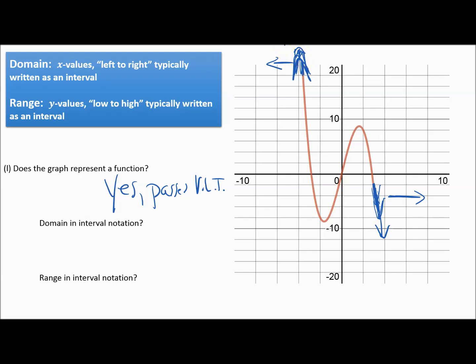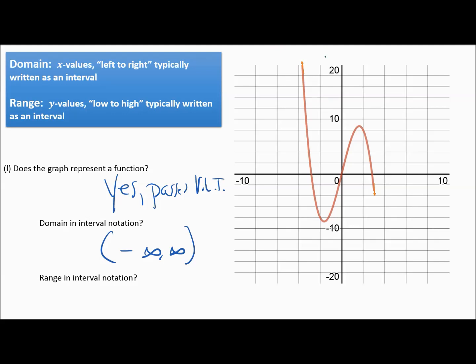So the domain turns out, if it's going to the left forever, we've got this whole x-axis completely covered, which means the domain is from negative infinity to positive infinity. Now let's get rid of all the scribbling, and let's try this again and think about range. Now range is a little easier to see on this graph.